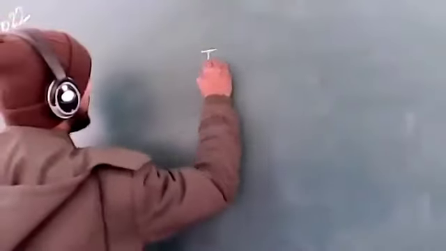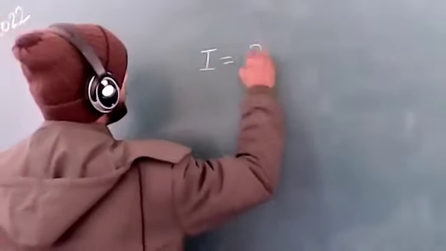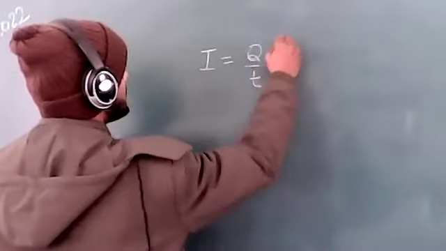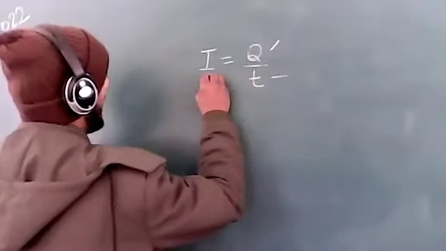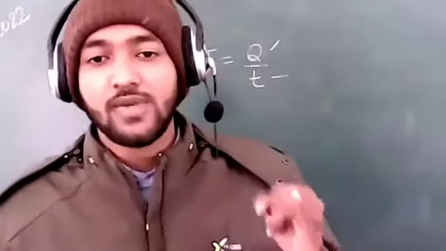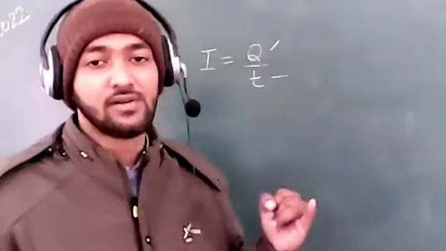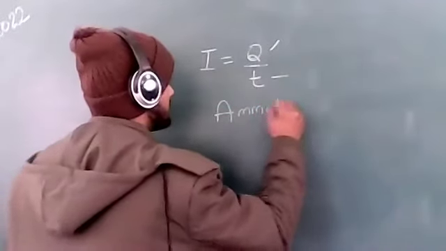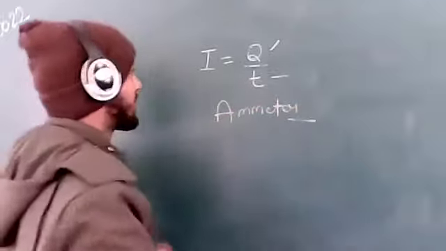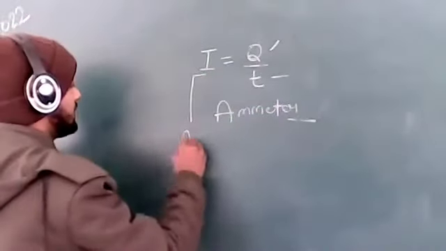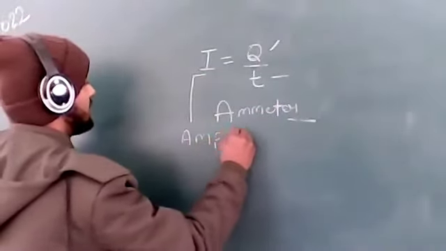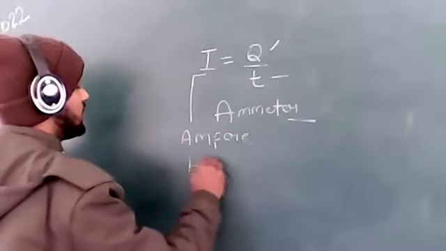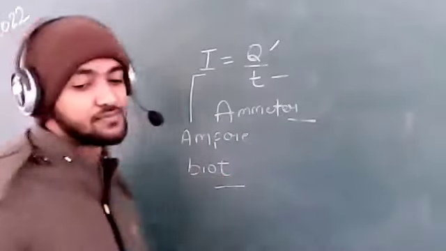Now the formula for electric current follows from the definition: charge flowing per unit time, I = Q/T, where Q is the charge, T is the time, and I is the current. The instrument used to measure electric current is the ammeter. The SI unit of current is ampere, in the MKS system, and in the CGS system, biot.